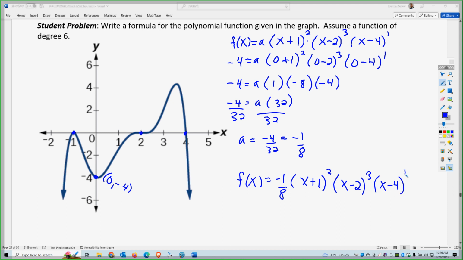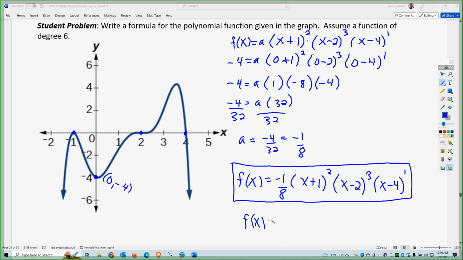All right, so that's in factored form, or what's called intercept form. If you multiply it all out to general form, which is not necessary unless it asks for it, you get negative 1/8 x to the 6th, right? Because you have 2 here, 3 here, and 1 here for 6 x's, and the negative 1/8, plus some other terms which aren't relevant. If you think about the end behavior of this, the 6th power makes it go in the same direction, and the negative 1/8 afterwards means both directions go down. Okay, that is the end of part 3.